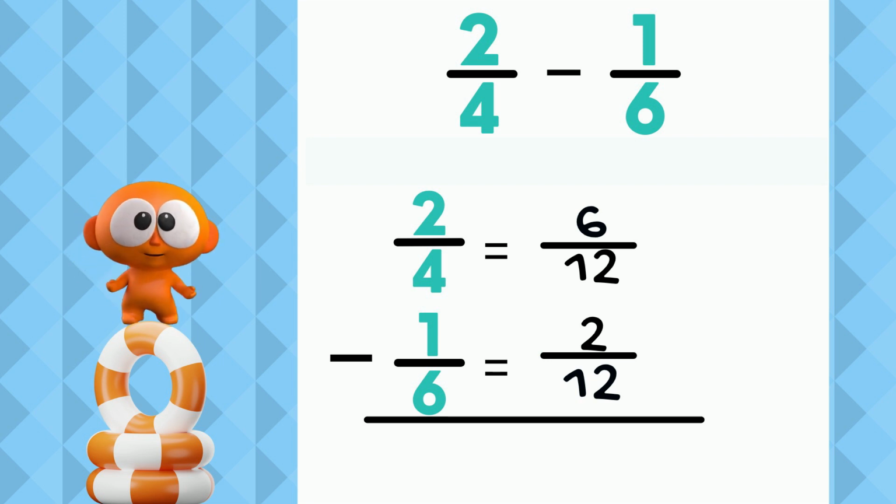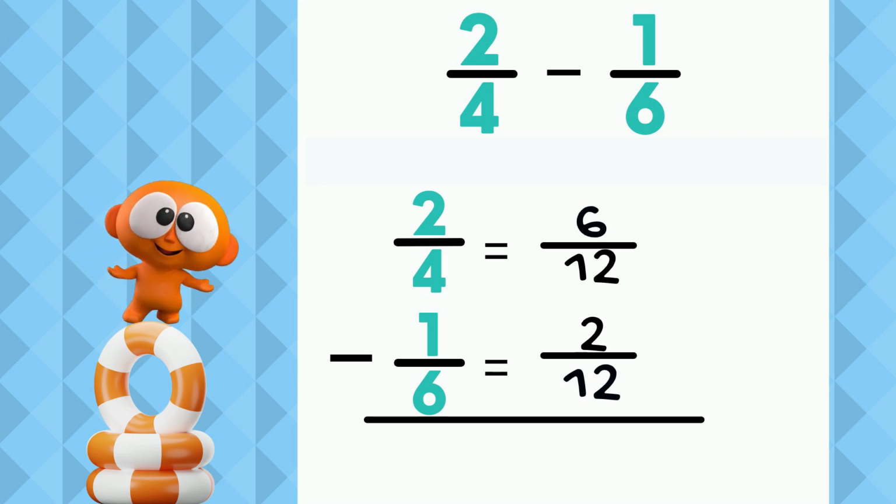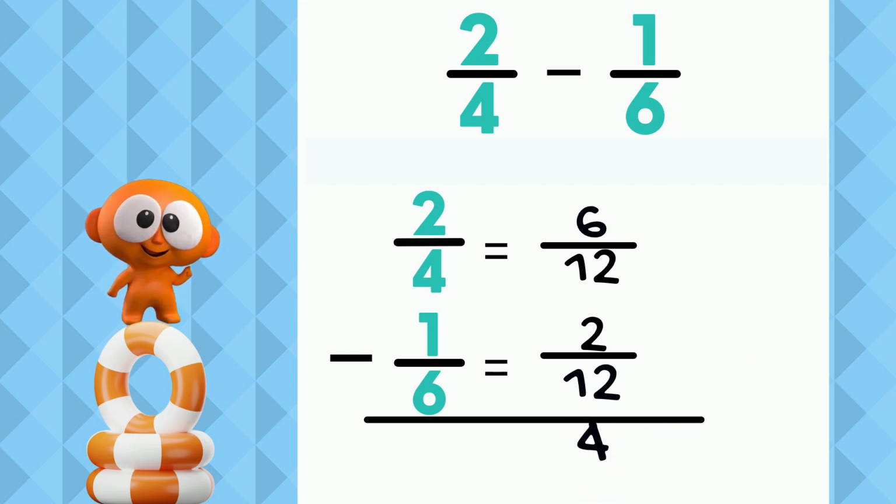It is now time to solve by subtracting and you are finished. 6/12 minus 2/12 equals 4/12.